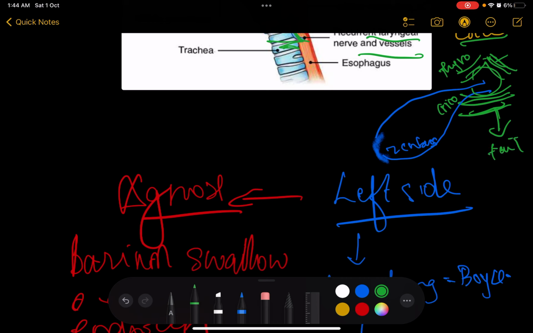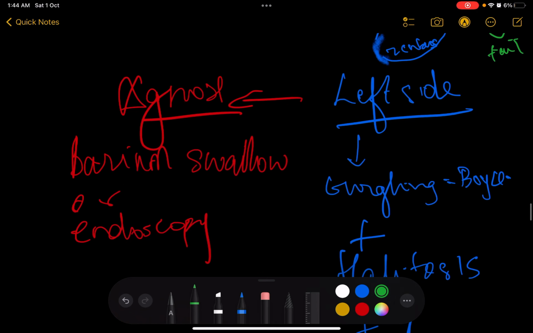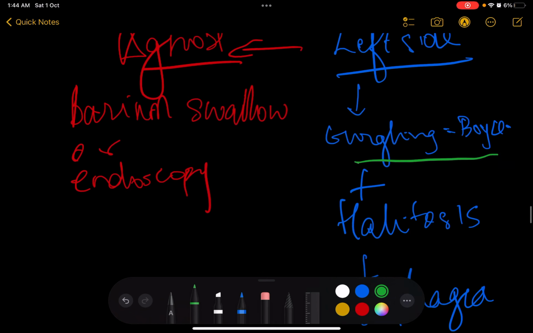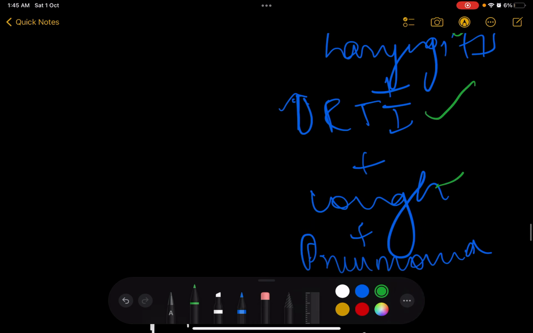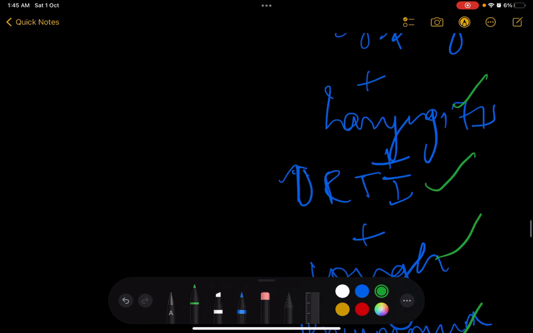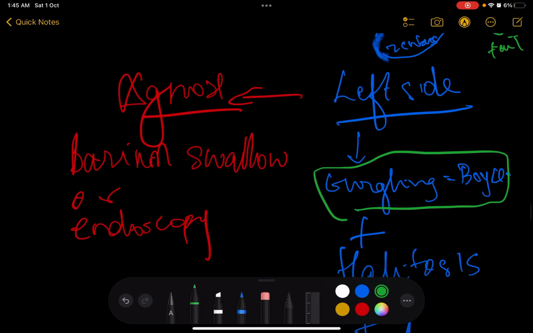All right, so it's a false diverticulum, and it's on the left side, okay, and there is a gurgling sound which is called Boyce's sign, on palpation. Also you have halitosis, dysphagia, laryngitis, upper respiratory tract infection, cough, and pneumonia. So you have all of these symptoms that are coming. How do you want to diagnose it? You want to do a barium swallow or an endoscopy. As I told you, it's a false diverticulum, and the cause is neuromuscular incoordination.